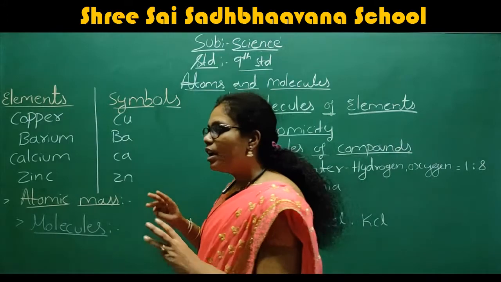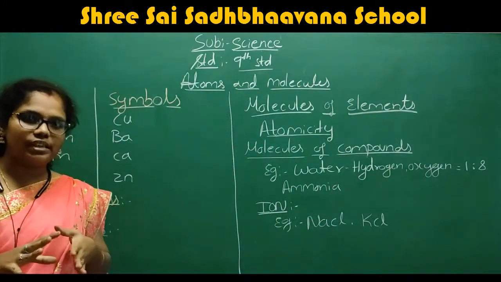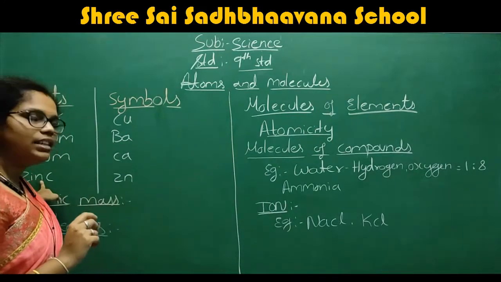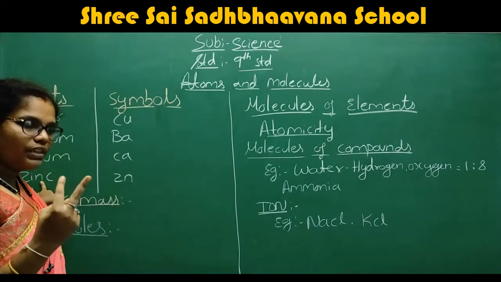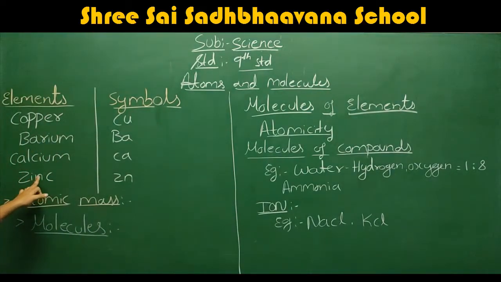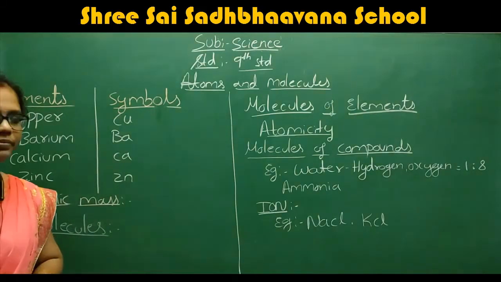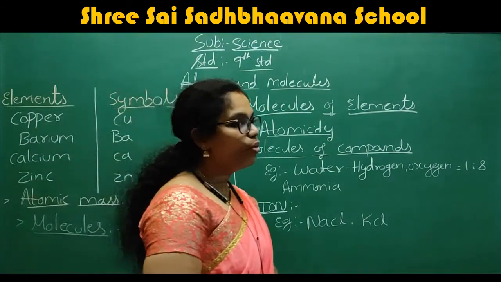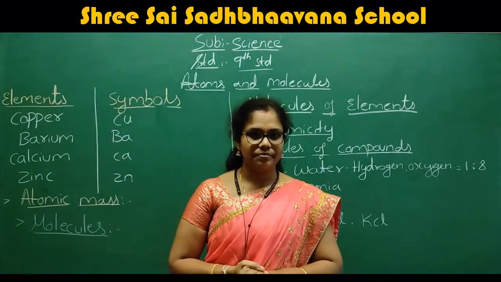Therefore, the third rule: if the first two letters are already present, we can leave the second letter and go for the third letter. Therefore, the first and the third letter can also be made as a symbol. This is how we are going to write the symbols for the elements.